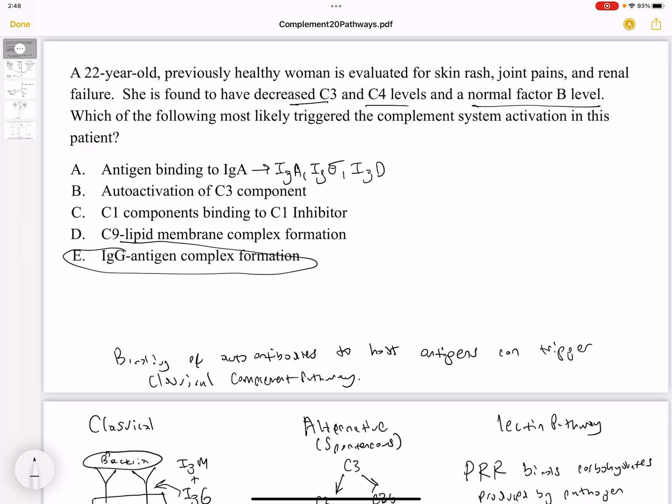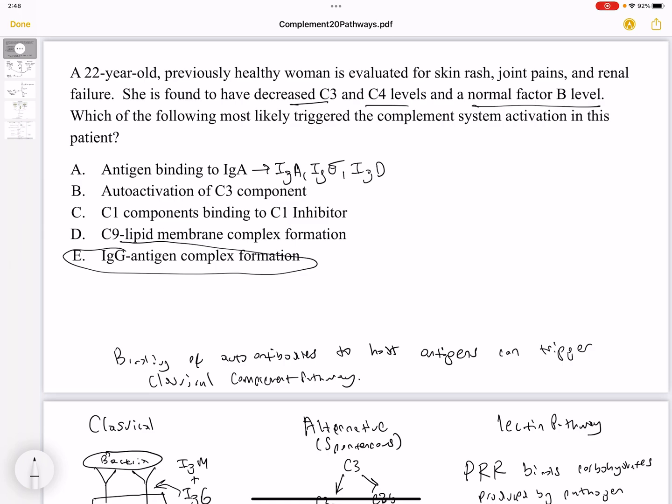Answer choice B is autoactivation of C3 component. This refers to the activation of the alternative pathway, and as we previously mentioned, if the alternative pathway is involved, then what we would observe is normal levels of C4, decreased C3, and decreased factor B levels, which we don't see. As a result, this answer choice is also wrong. And C1 component binding to C1 inhibitor is also going to be wrong. C1 inhibitors remove C1r and C1s from the Fc portion of immunoglobulin and block the activation of C2 and C4 by lectin pattern recognition receptors. Therefore, C1 inhibitors prevent activation of the complement cascade and increase, not decrease, complement levels.